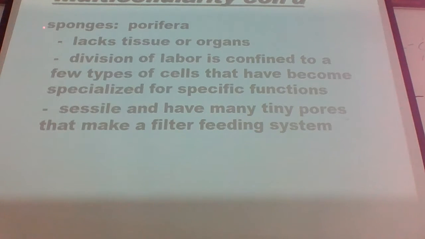Okay, so we call these sponges the phylum Porifera. Yes, they do lack tissues or organs, and the reason is they don't move.